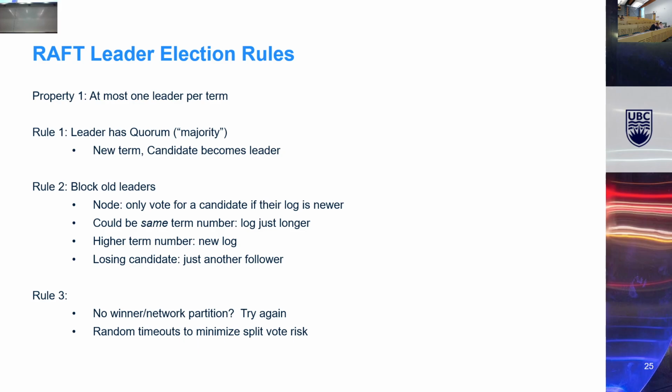Rule 3, try again. And then we randomize the timeouts to minimize the split vote risk, because we don't want to all send our proposal as a candidate at exactly the same time, because it risks each of us getting some small number of votes and not a quorum.